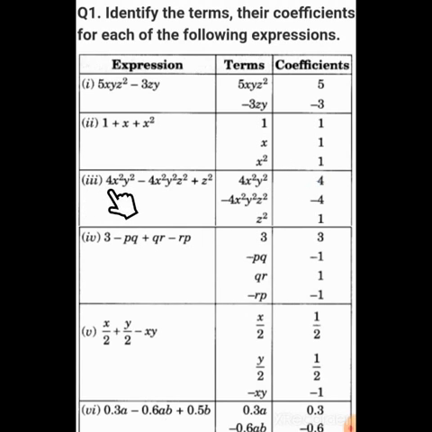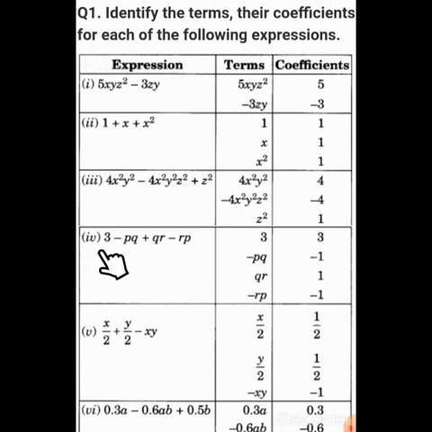In the third one, 4x square y square minus 4x square y square z square plus z square, there are three terms. The first is 4x square y square, the second term is minus 4x square y square z square, and the third is z square. In the first term 4 is the coefficient, in the second term minus 4 is the coefficient, and in the third term 1 is the coefficient.